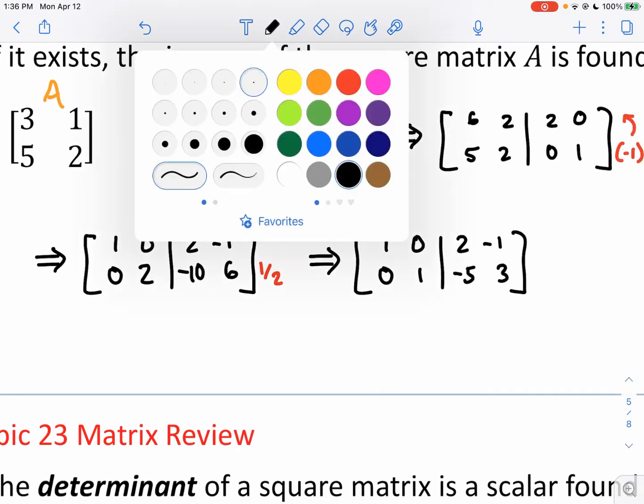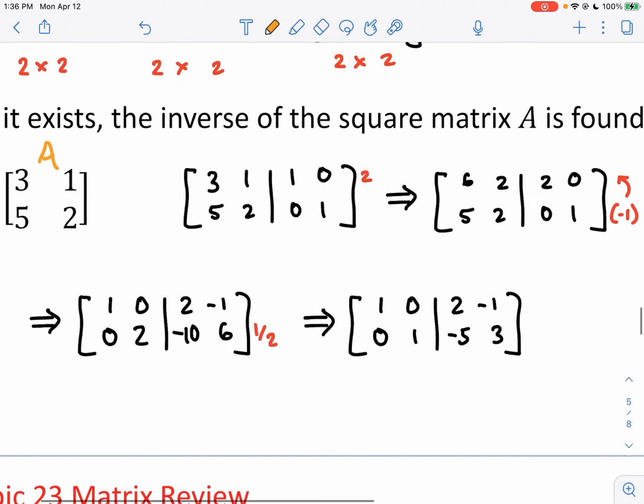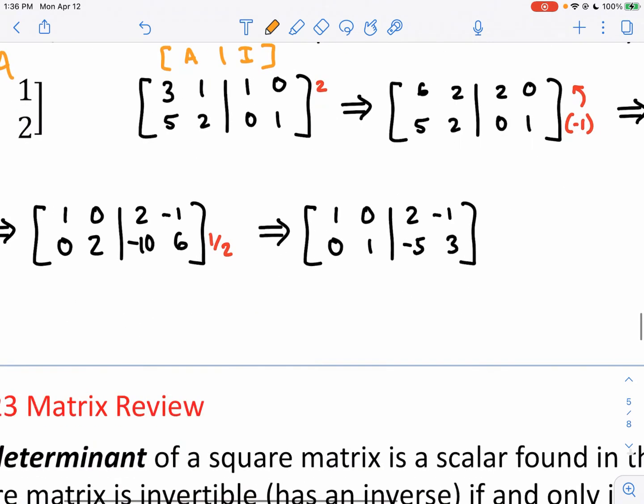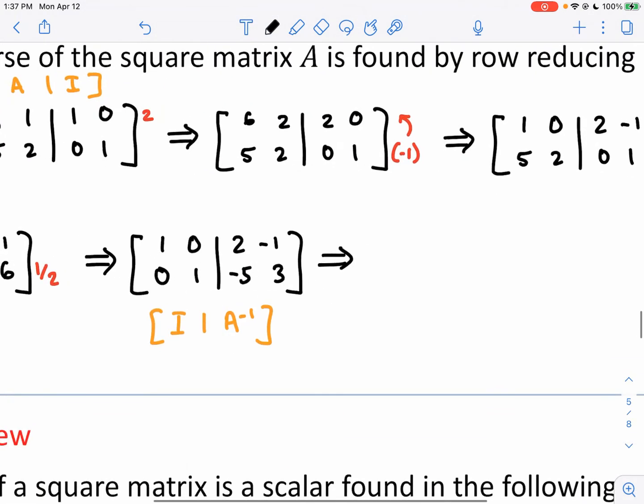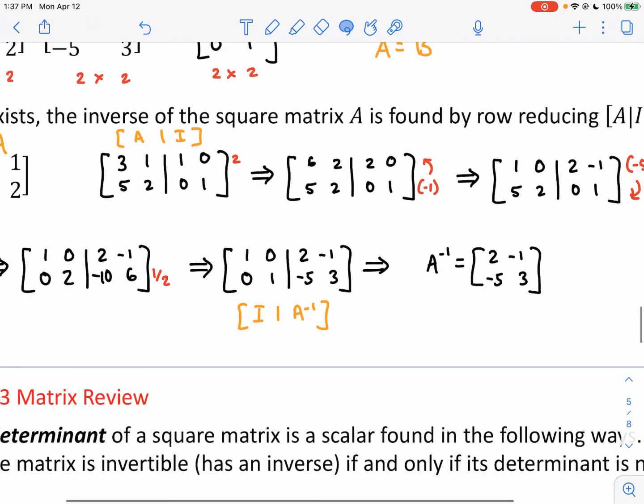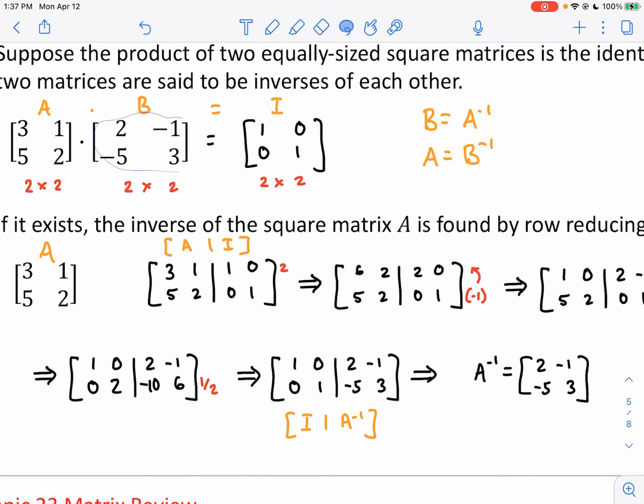So once you get to this phase, notice we began with a structure that was A augmented with I. I effectively row reduced this, producing I augmented with a new matrix. And that new matrix is the inverse of the original matrix. All right, so this tells me, let's call it this way, A inverse is equal to this 2 by 2 that's sitting right here. And there's our inverse matrix. Notice that is exactly what we had up here that we called B.